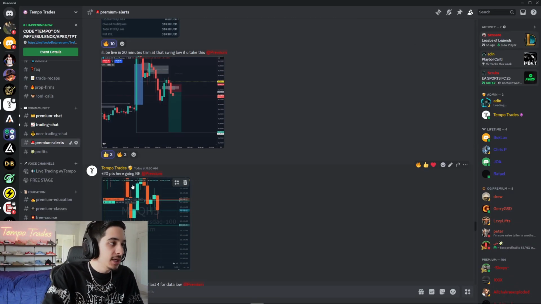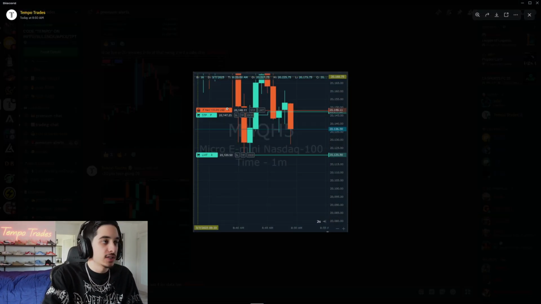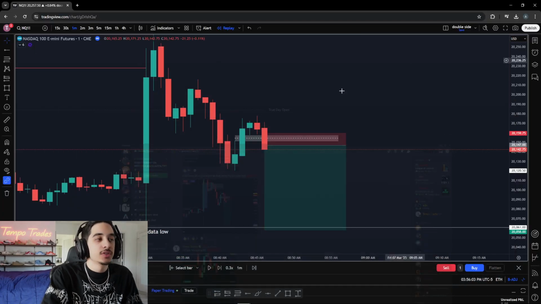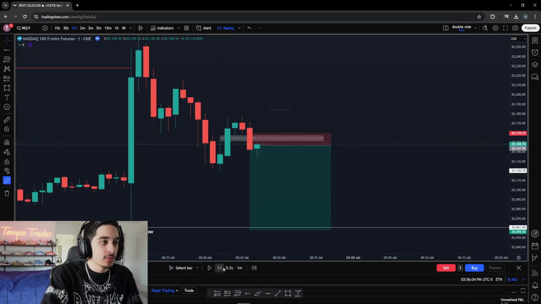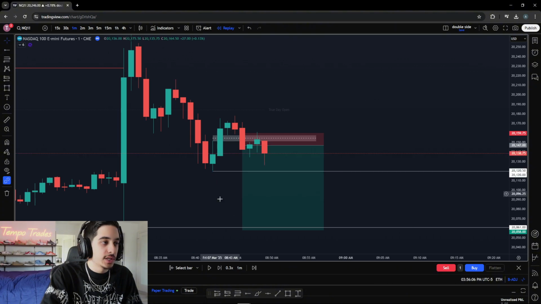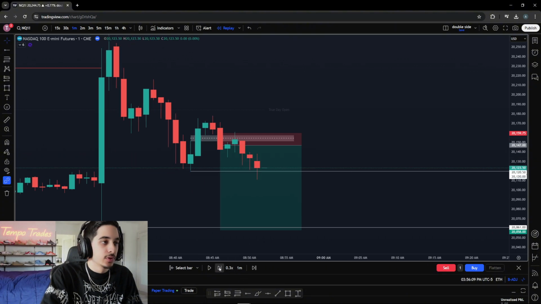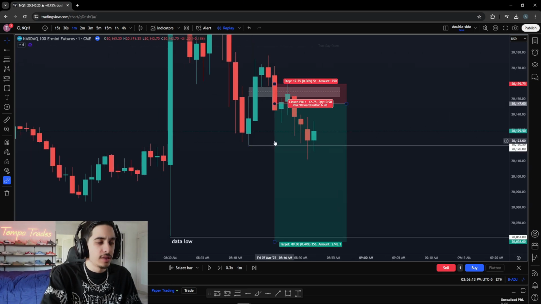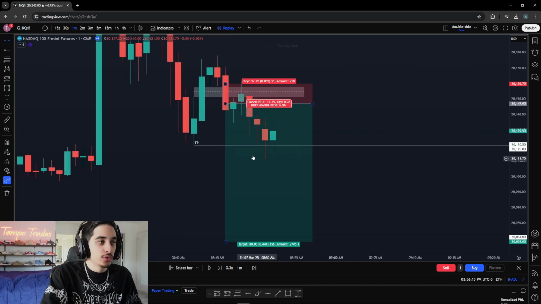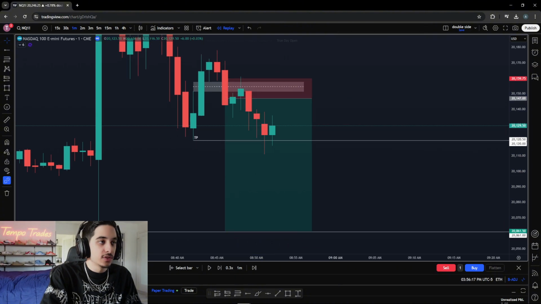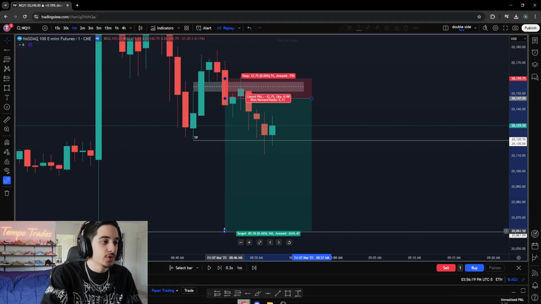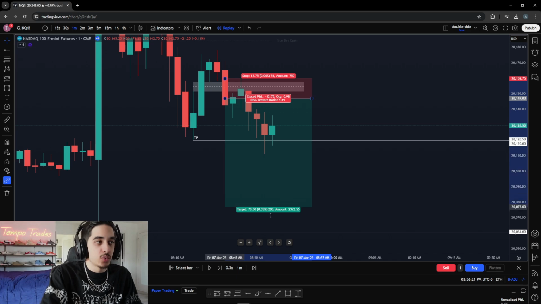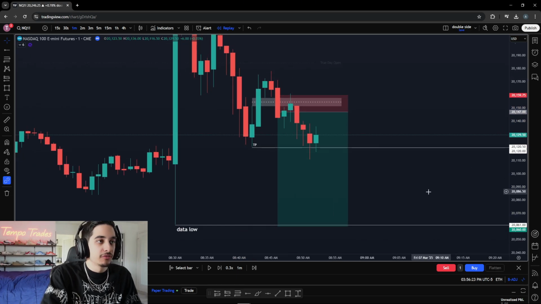Once again, you can see me in the play. Here are my executions. I took 7 micros and I once again trimmed 3 off at this low right here. So boom, right there. So at this point, I took 7, I believe I took off 3, and now I'm holding the remaining 4 down to this low. Okay. So far, this has gone up like 20, 25 points, and we're holding for that.